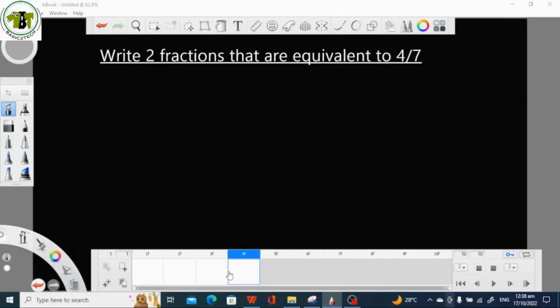Here we're asked to write two fractions that are equivalent to 4 over 7. So we have 4 over 7. You can try any number, just ensure that you are multiplying the numerator and denominator by the same number. Let's start with 4. So I'll multiply the numerator by 4, and multiply the denominator by 4. So 4 times 4 is 16, and 7 times 4 is 28. So 16 over 28 is an equivalent fraction to 4 over 7.